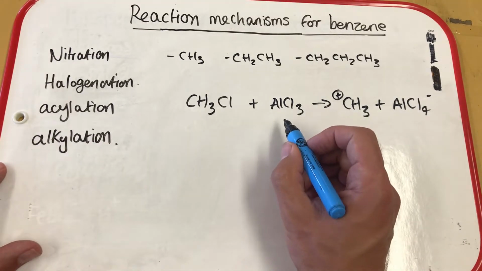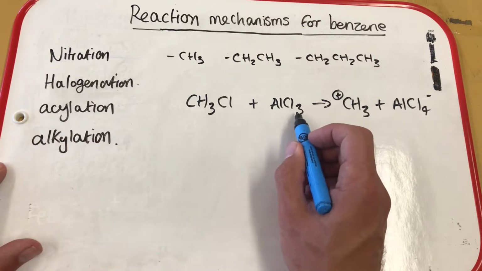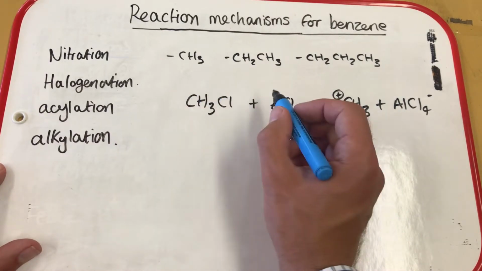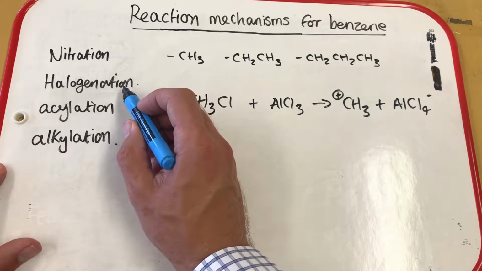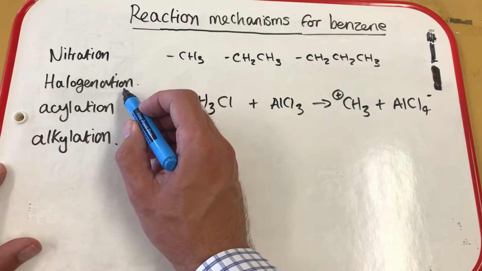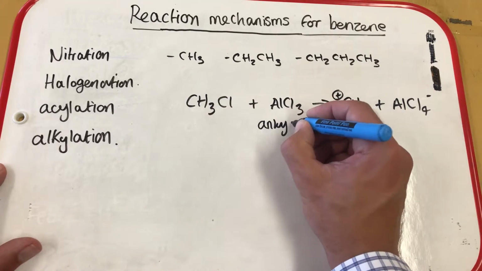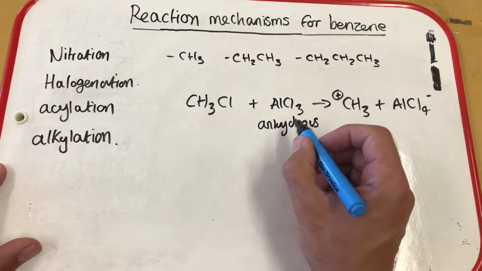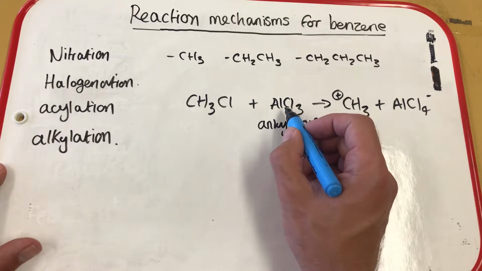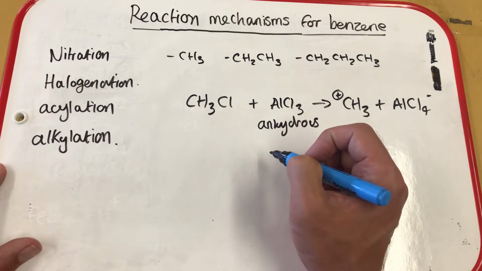Something I haven't mentioned in the rest of the videos is that the catalyst here, so the AlCl3 in the alkylation, the AlCl3 in the acylation, and the FeBr3 in the halogenation, they all need to be anhydrous. It's important that they are anhydrous because both the AlCl3 and the FeBr3 react with water, and we don't want that to happen.